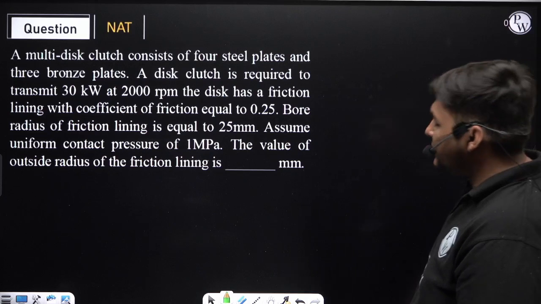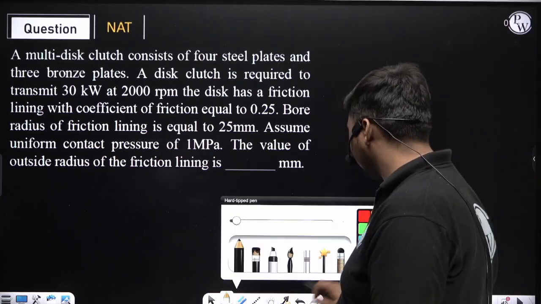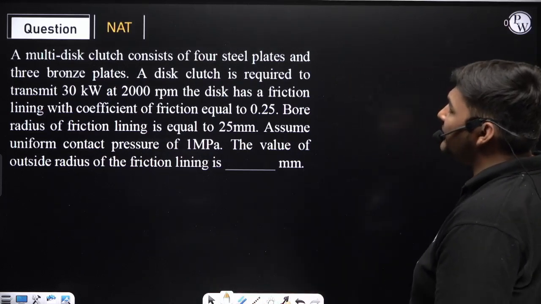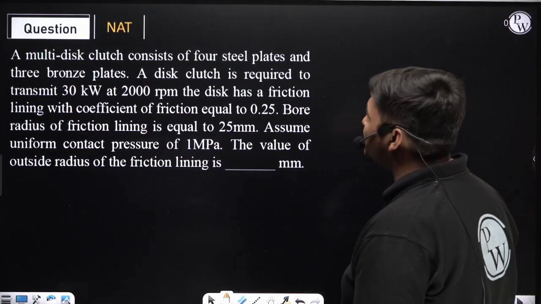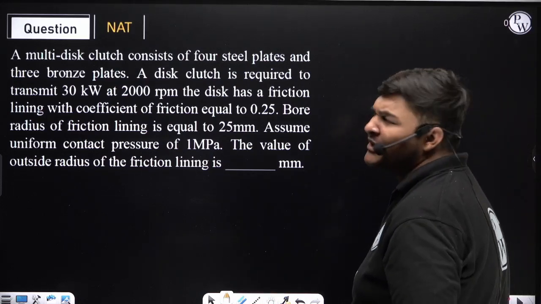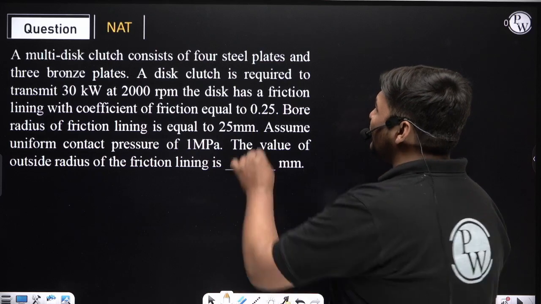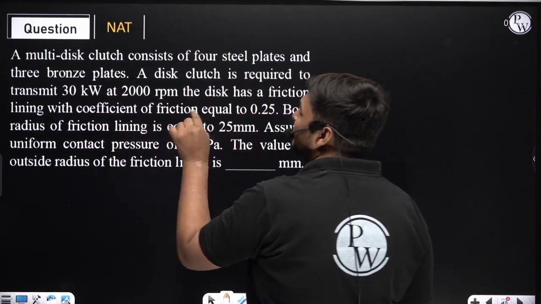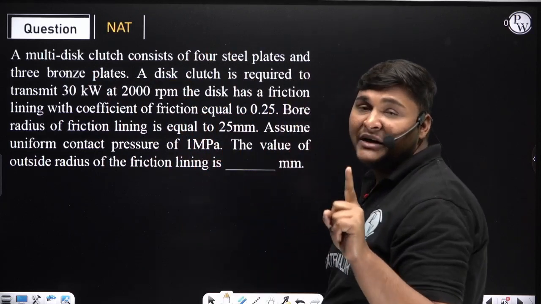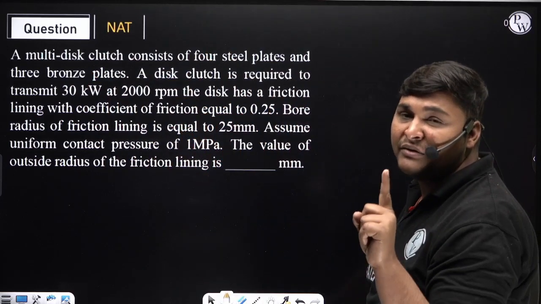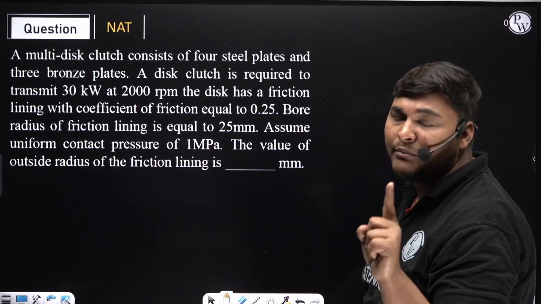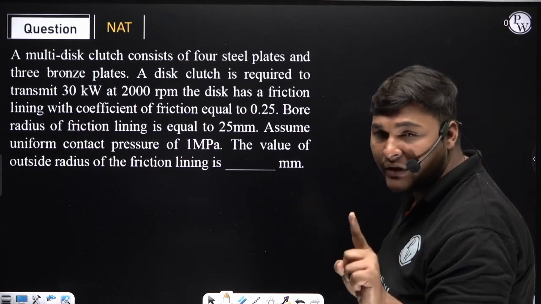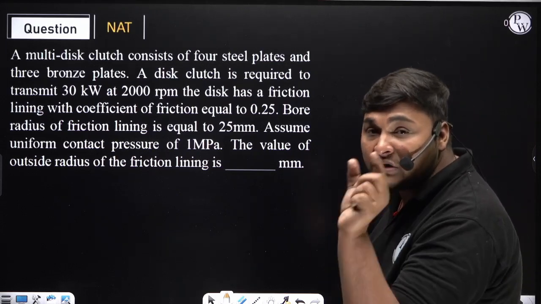Okay. Now this is another question. What is this question saying? A multi-plate clutch consists of 4 steel plates and 3 bronze plates. Here the material is given, but by looking at this number, you can say which is the number of plates on the driving shaft and which is the number of plates on the driven shaft. In a multi-plate clutch, the number of plates on the driven shaft I am denoting as N2, and the number of plates on the driving side I am denoting as N1, and N1 will be 1 more than N2.